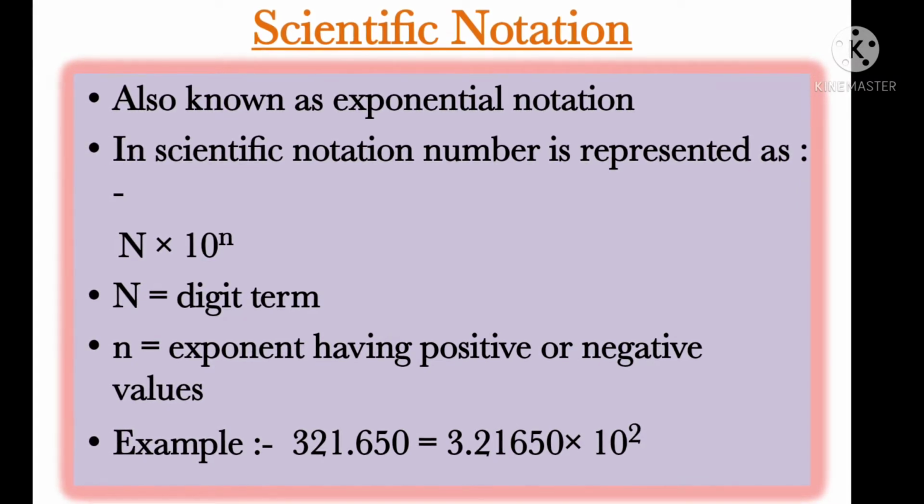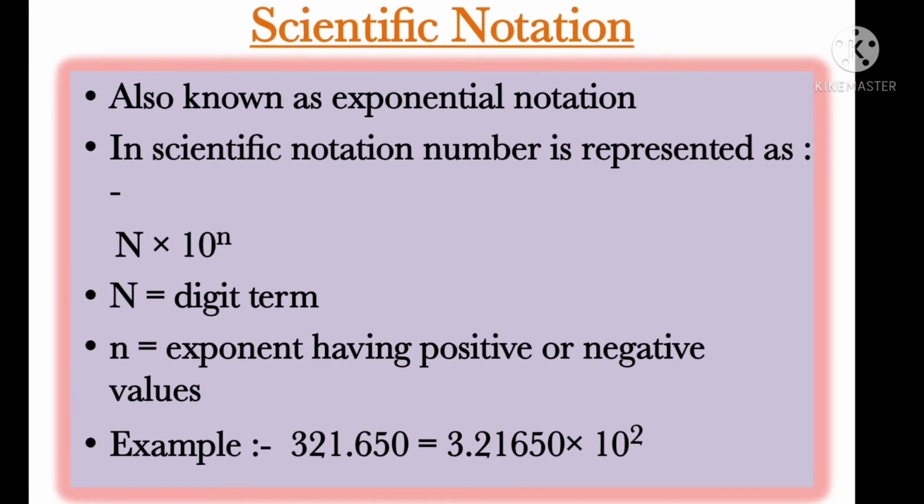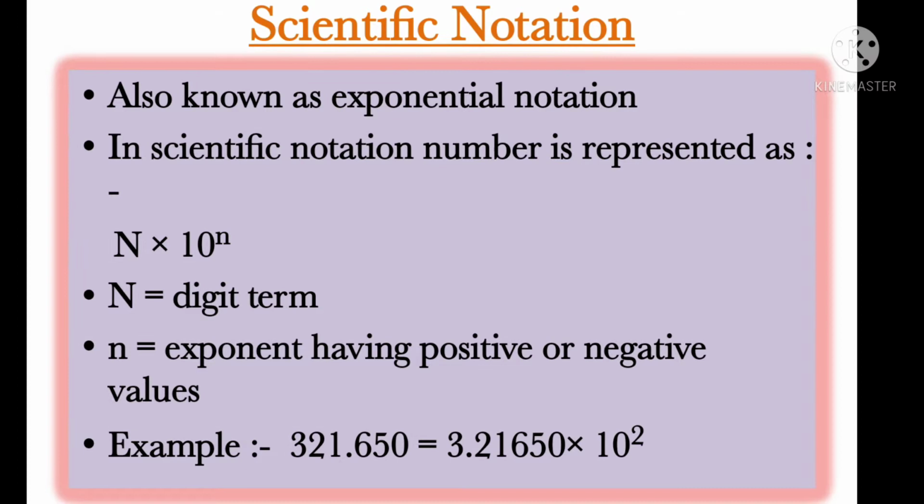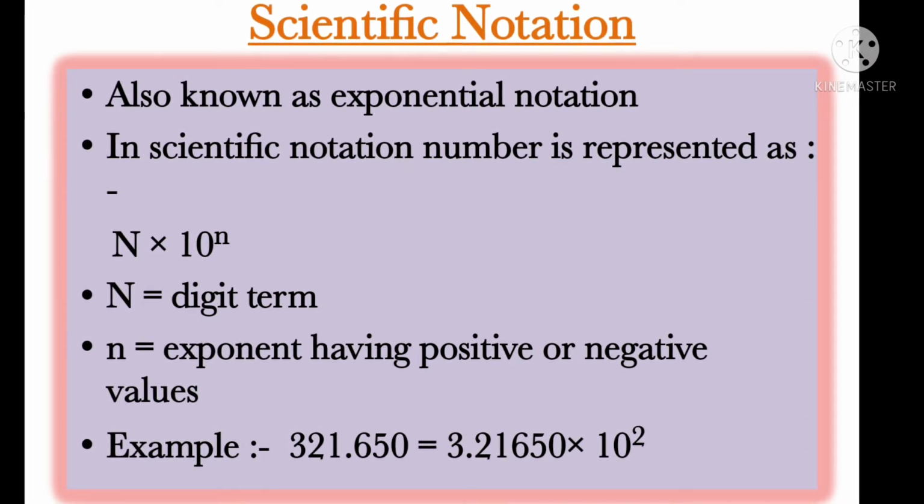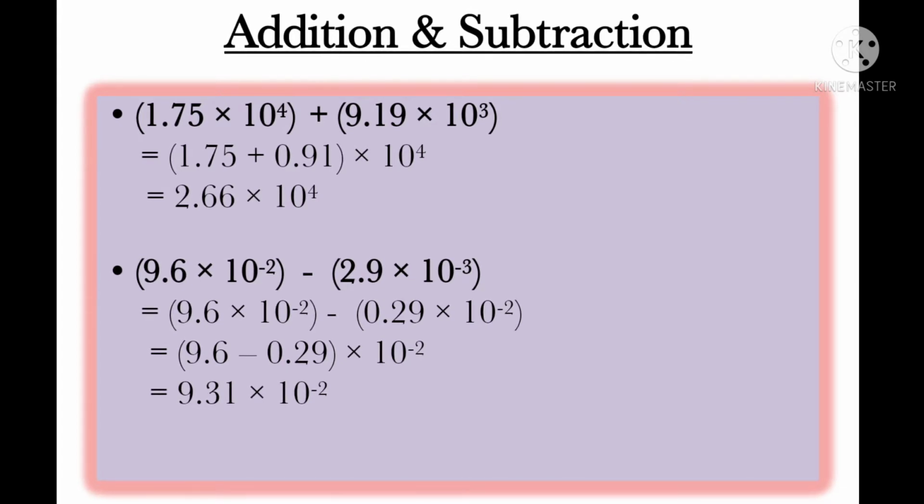Here is an example, 321.650. We can write it as 3.21650 into 10 to the power 2. So when the decimal goes left from the right, the exponent is positive, and when it goes right from left, the exponent is negative. Then come to how we add and subtract with these numbers. Let us know through an example.